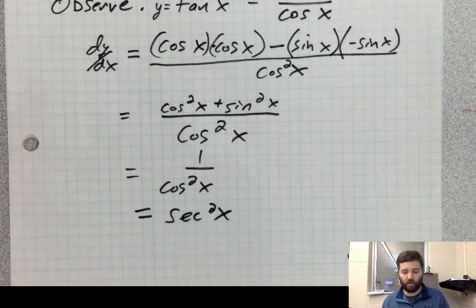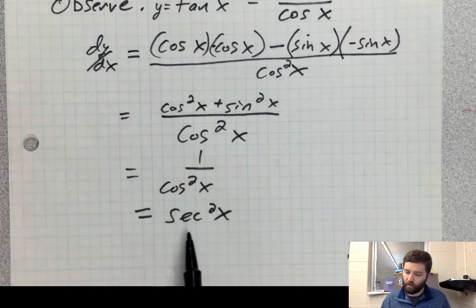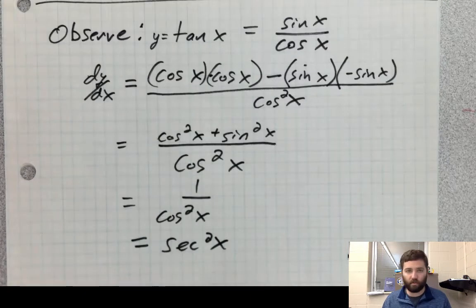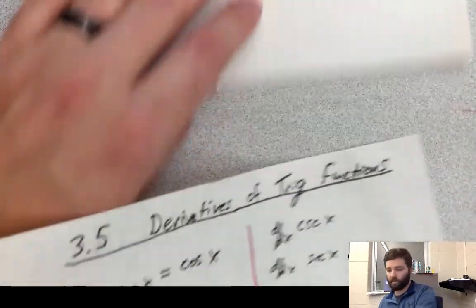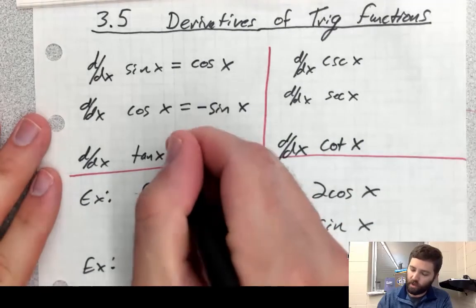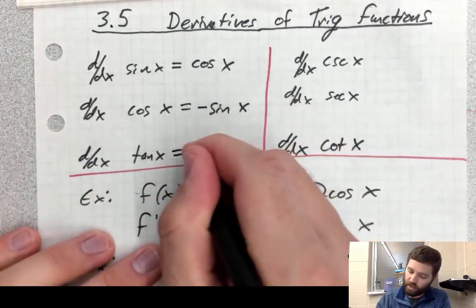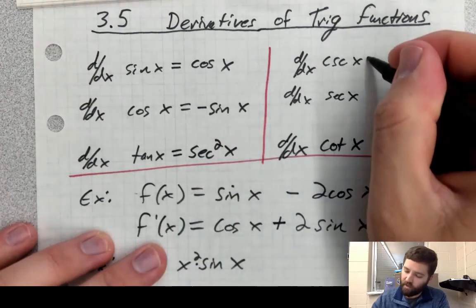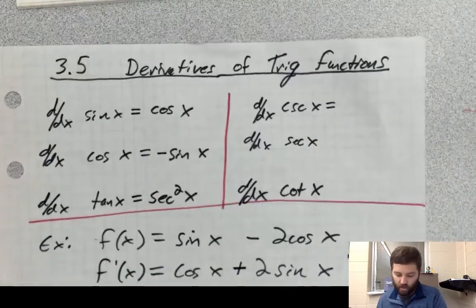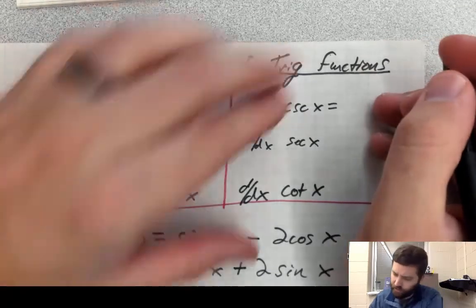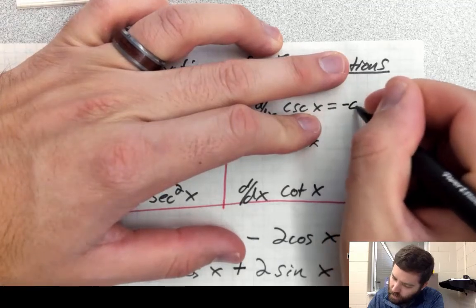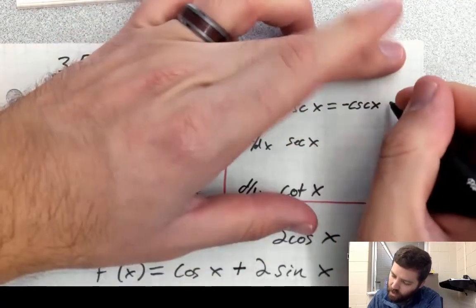I'm not going to go through and prove all of these in the book. There's a couple that you have to go through and prove. But yeah, any of these can be derived, not quite from first principles, but from just knowing the derivative of sine and cosine. So let's go back and fill in our chart. The derivative of tangent of x is equal to secant squared x. The derivative of cosecant turns out to be negative cosecant cotangent. So negative cosecant x cotangent of x.